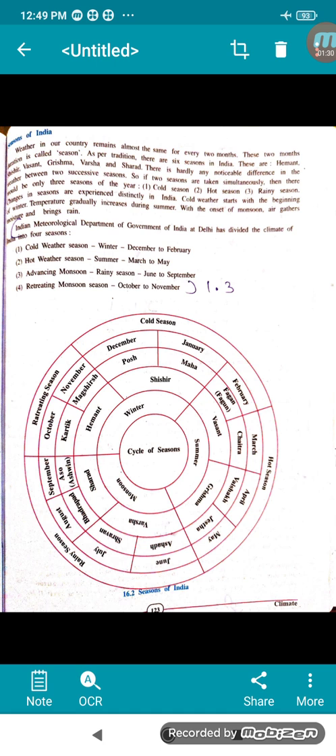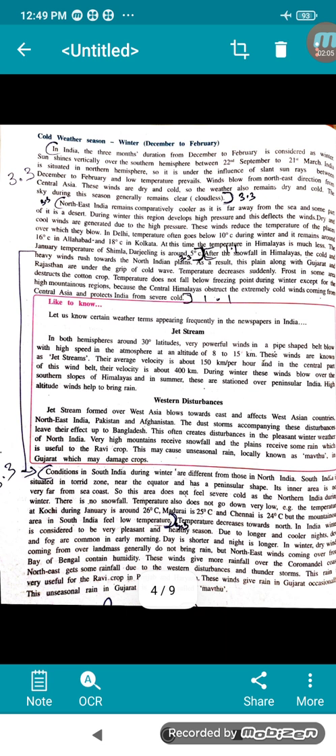So the Indian Meteorological Department of the Government of India at Delhi has divided the climate into 4. In the traditional method we have 6, but the Meteorological Department has divided it into 4. That is winter, December, January, February. Summer is March to May, rainy season from June to September, and retreating monsoon season is October to November. So this is your 1.3 answer. You have to go through this picture and draw this in your notebook.